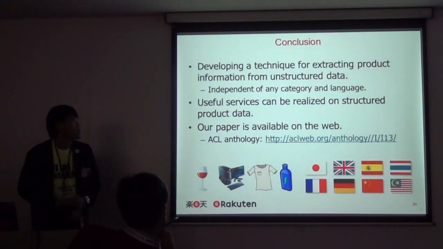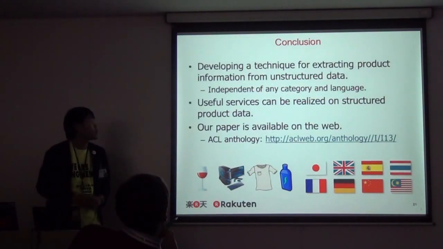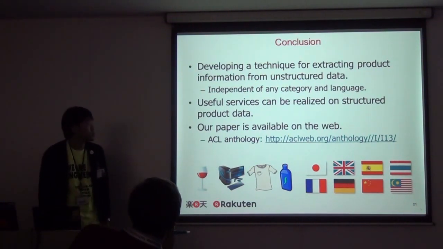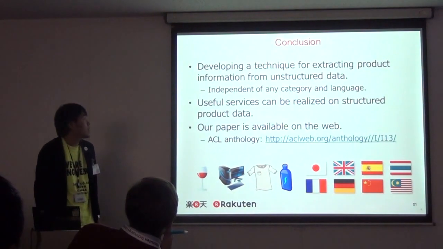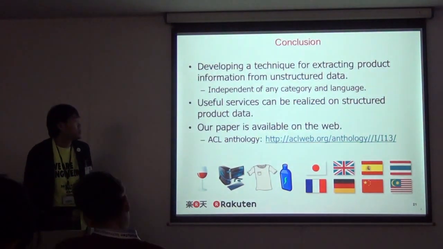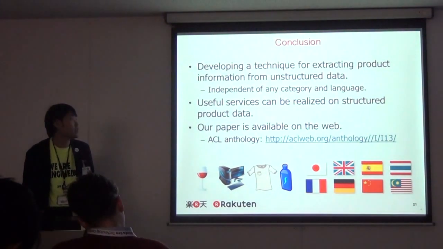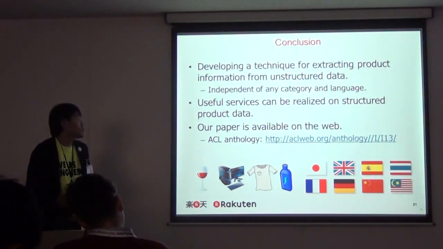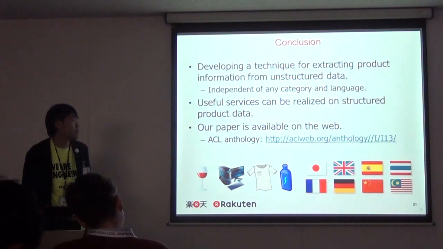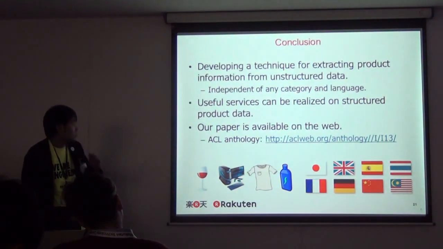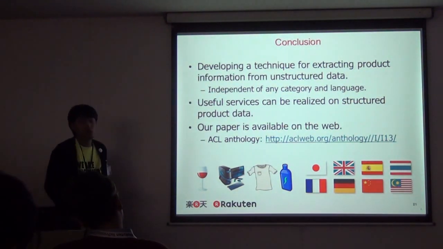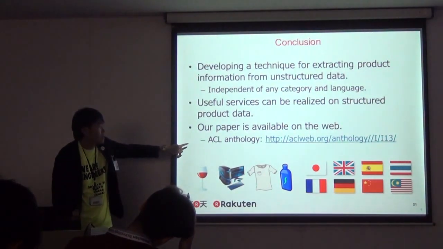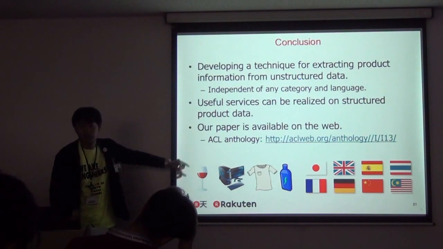So in conclusion, RIT is trying to develop a technique for extracting product information from full text in Rakuten Ichiba. Our approach does not depend on any category or any language. The outcome of our technique is useful for providing more sophisticated services. Our paper related to this technique is available on the web. If you're interested in the technique, please read it.